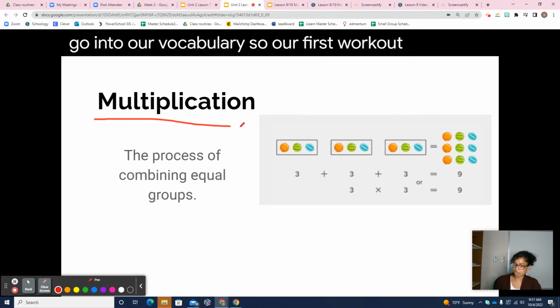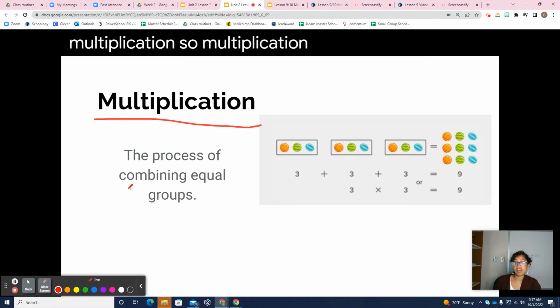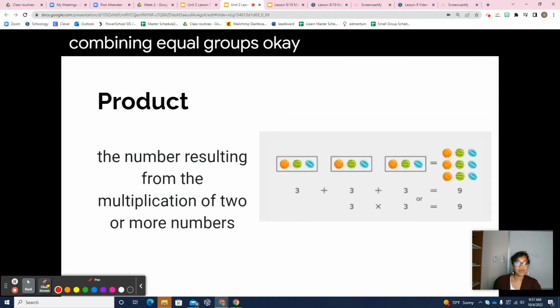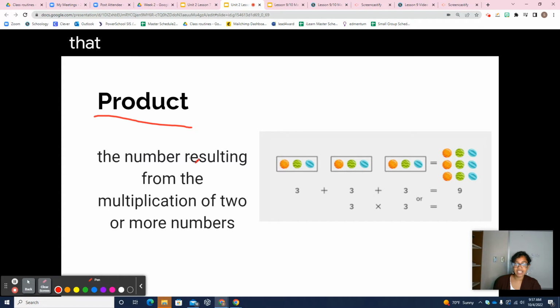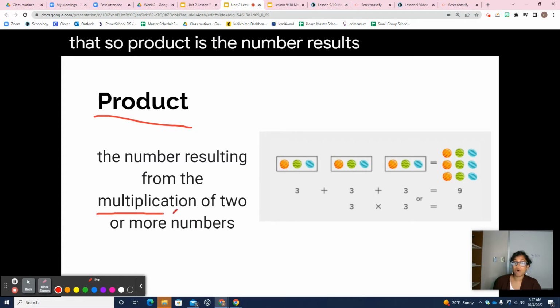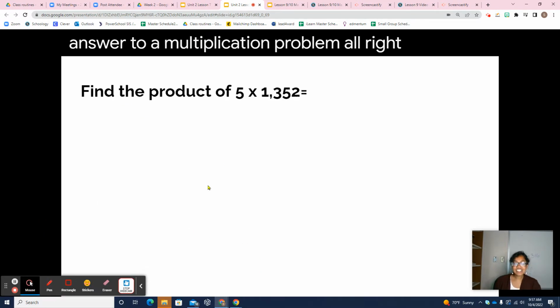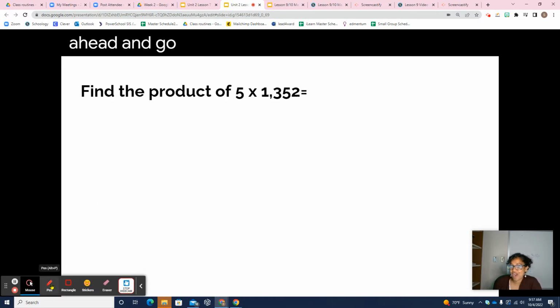Okay, let's go ahead and go into our vocabulary. So our first vocabulary word is multiplication. Multiplication is a process of combining equal groups. And product, let's do a review of that. Product is the number resulting from the multiplication of two or more numbers. So it's the answer to our multiplication problem.